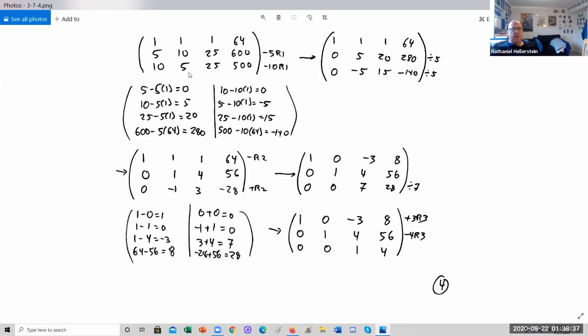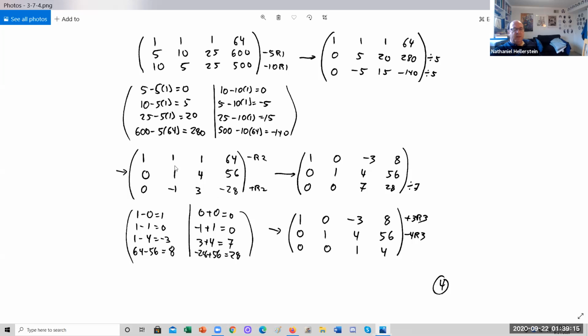For the third row, 10 minus 10 times 1 is a 0. So a 0 there. 5 minus 10 times 1 is a -5. So a -5 there. 25 minus 10 times 1 is a 15. So a 15 there. And 500 minus 10 times 64 is -140. So -140 there. All right, at this point, these all have common factors of 5. So let's just divide both these rows by 5 to simplify them a bit. And we get first row 1, 1, 1, 64. Second row 0, 1, 4, 56. Third row 0, -1, 3, -28.